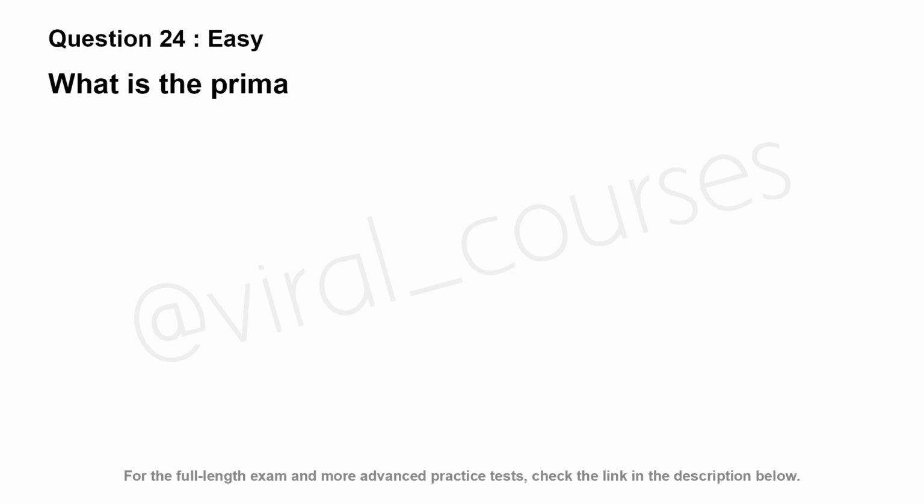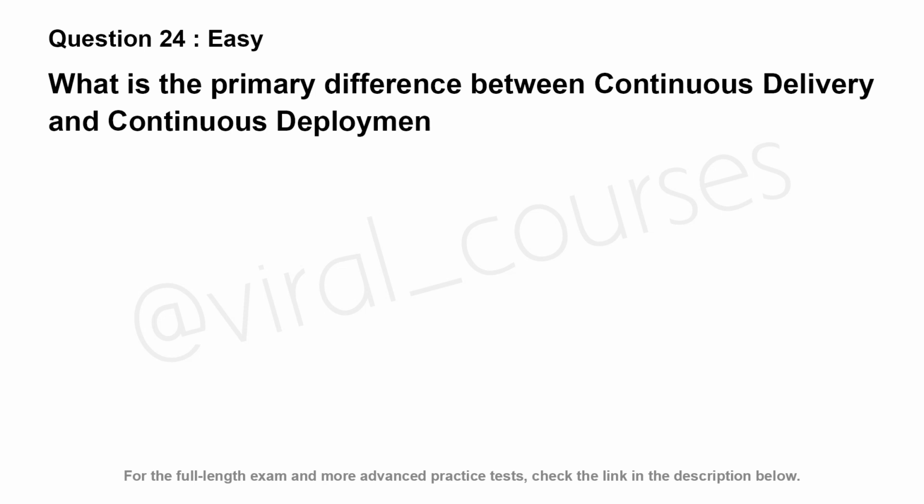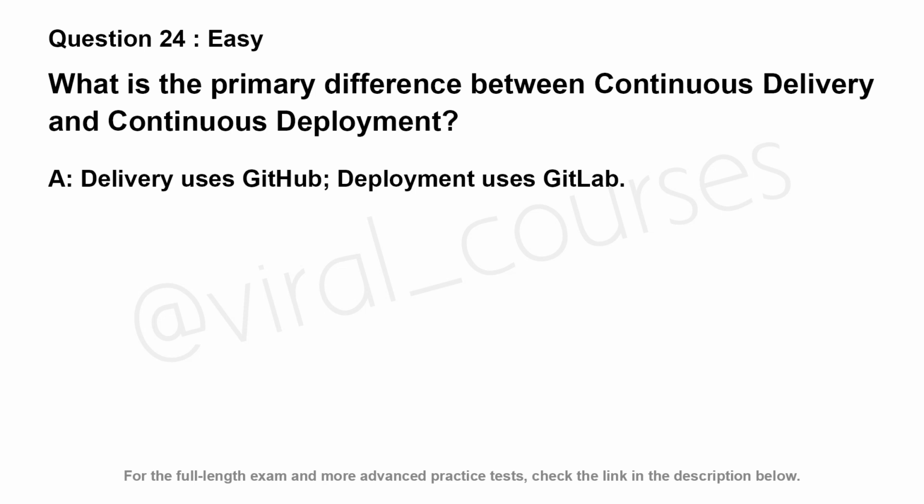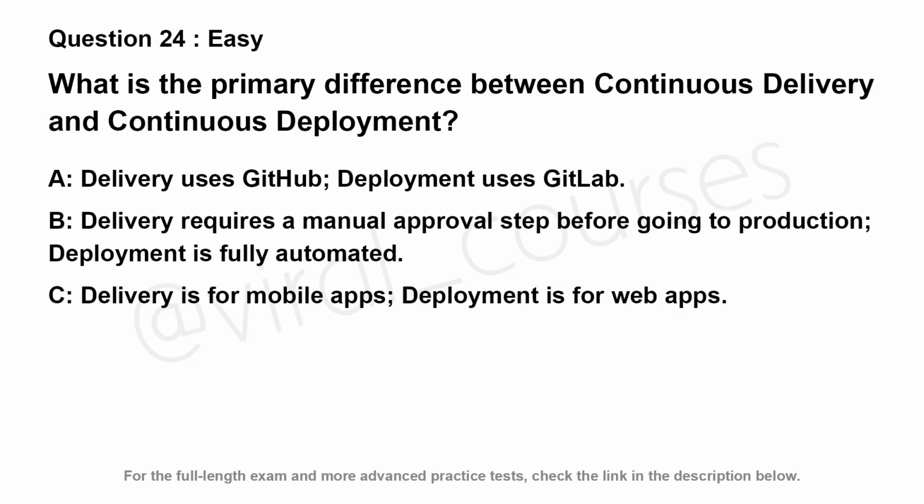What is the primary difference between continuous delivery and continuous deployment? Option A, delivery uses GitHub. Deployment uses GitLab. Option B, delivery requires a manual approval step before going to production. Deployment is fully automated. Option C, delivery is for mobile apps. Deployment is for web apps. Option D, there is no difference between the two.